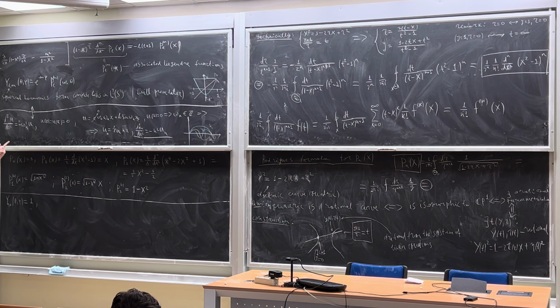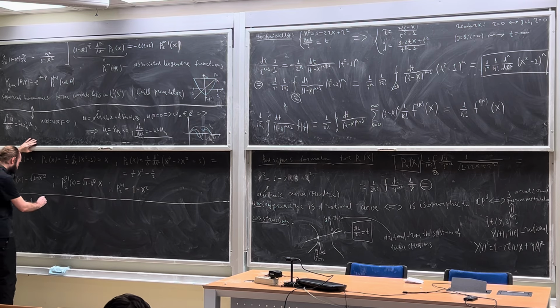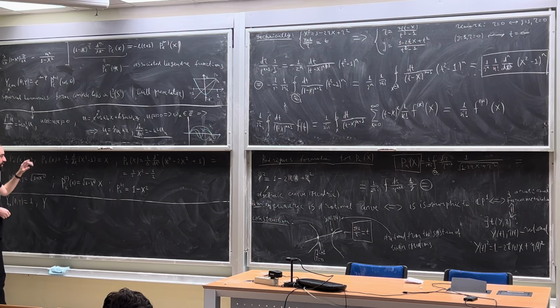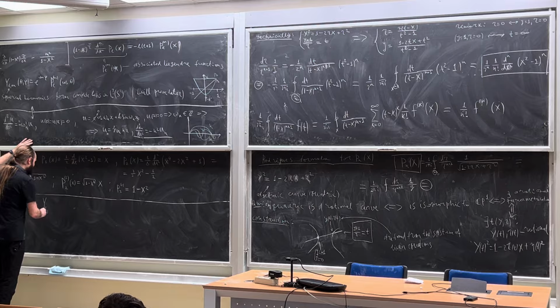Because it's simply p0 times, well, there are no other options. The exponential is of power 0. So then we have a little bit bigger variety of functions for L equals 1. So who is Y10 of theta and phi?